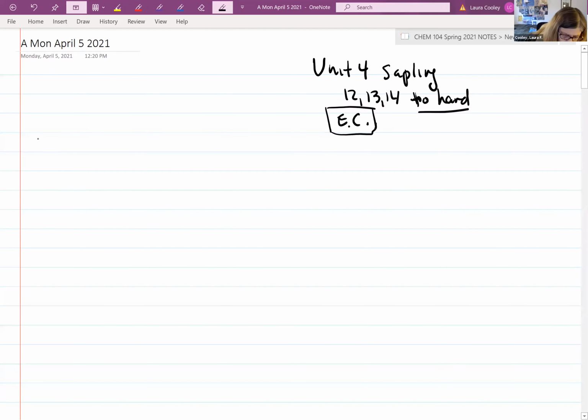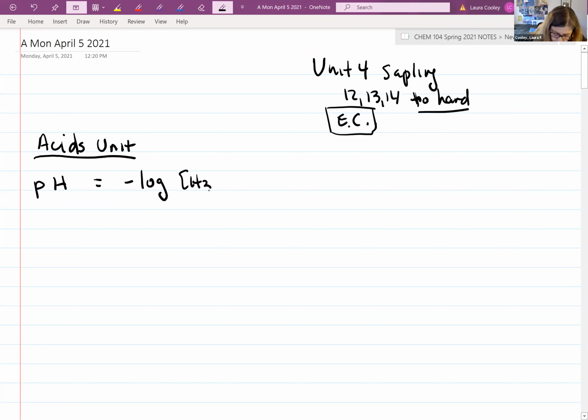Okay, so we're in the acid unit. And I just want to go over a little bit of some of the stuff we talked about last class. I defined pH in the last class, and we learned that the pH is the negative log of the H3O+ concentration. The concentration of H3O+ is the acidity, okay? And the pH scale is related to that acidity.